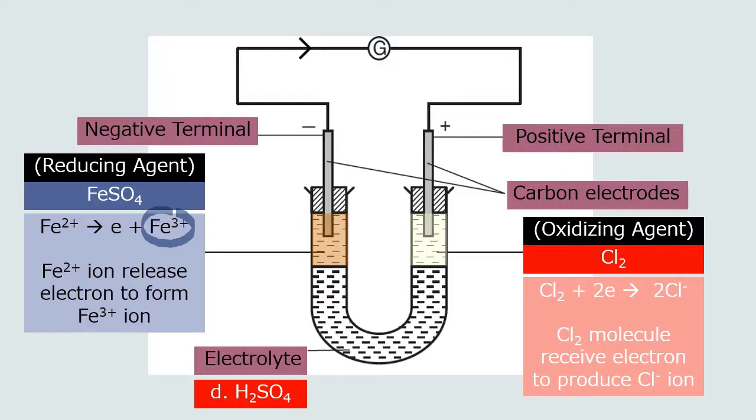We can see the change in color of the reducing agent from pale green to brown, while the chlorine water will change its color from pale yellow or light yellow to colorless, because the color of chloride ions is colorless.